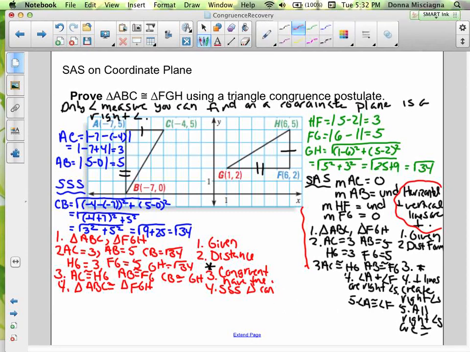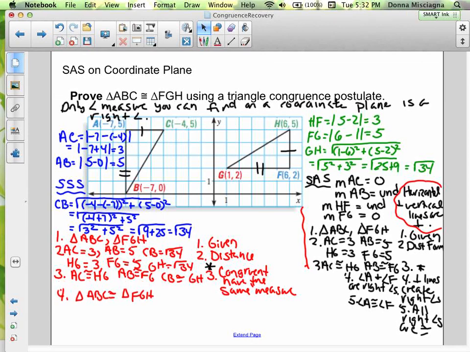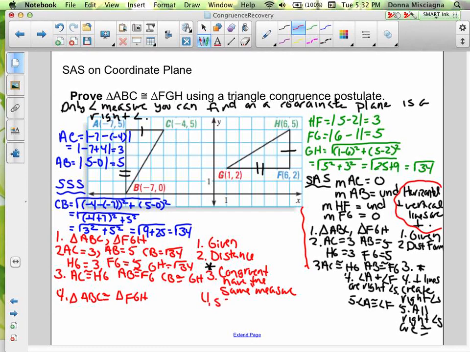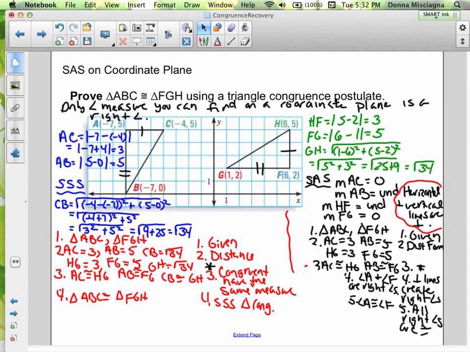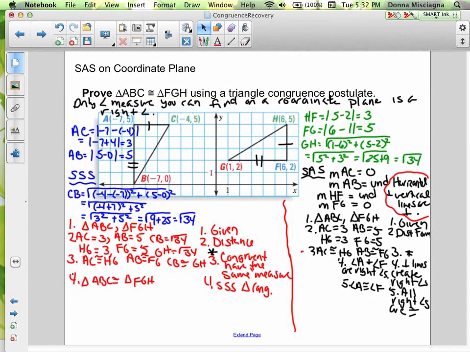All right, so we'll just fix it up over here, move this over there, have this be same measure, and then the triangles are congruent using side, side, side. There, now we have some space. Feels good to have some space, now that we're nearly done.